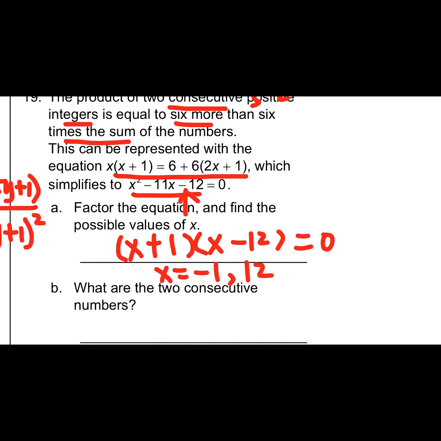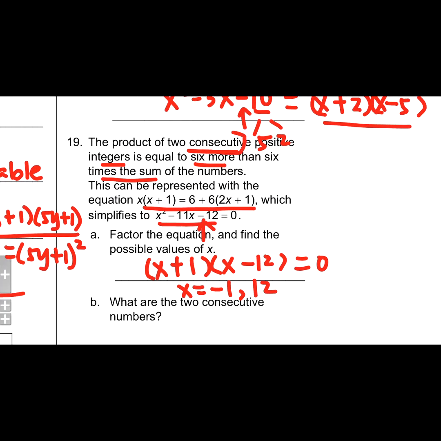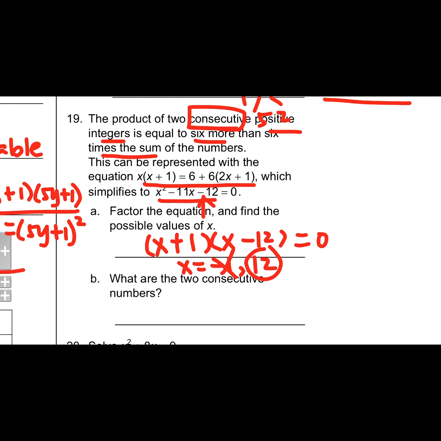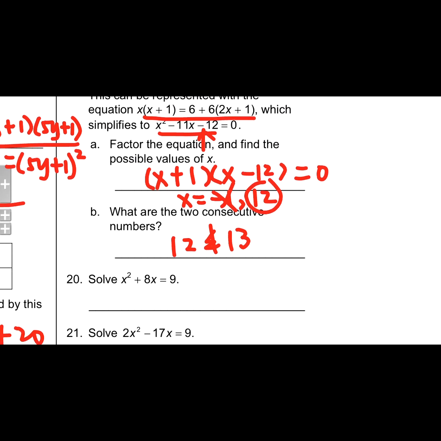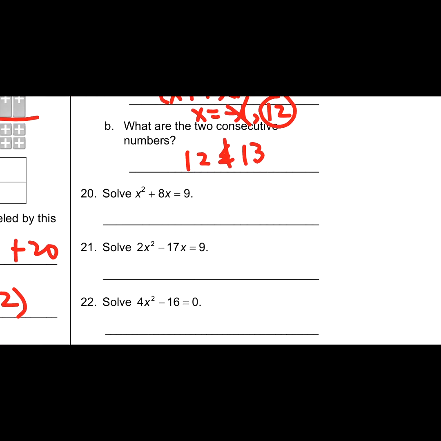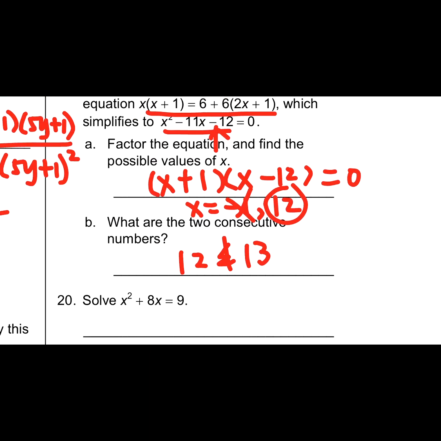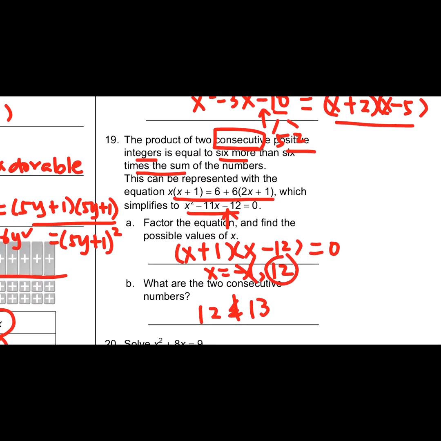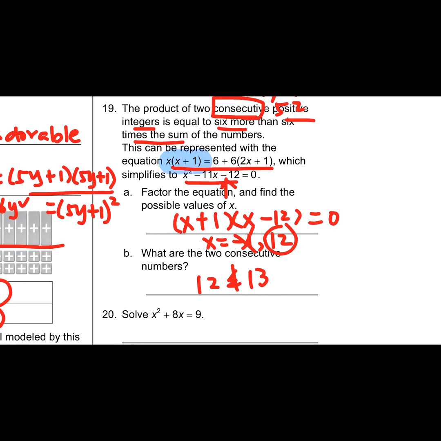Since the question says the two consecutive integers are positive, the only number that we could take is 12, because negative 1 is negative. So the answers would be 12 and 13, because they are consecutive. They are next to each other, okay? And therefore, those are the two integers that meet the criteria of this equation right here.